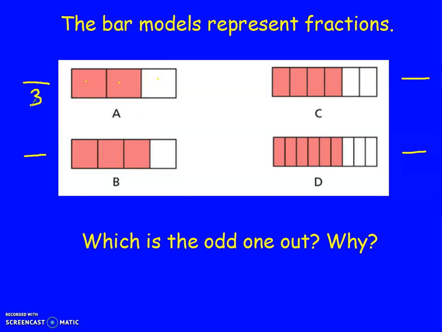It is our denominator. So if you can do that for each shape and then work out what fraction of the shape is shaded. So write A, B, C and D in your book and see if you can work out the fractions for each shape. Then we'll try and work out which is the odd one out, and we'll do that together. But pause the video now and have a go at working out the fractions.